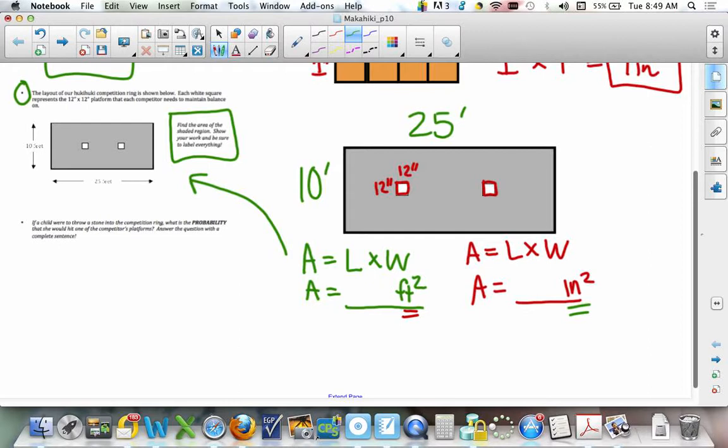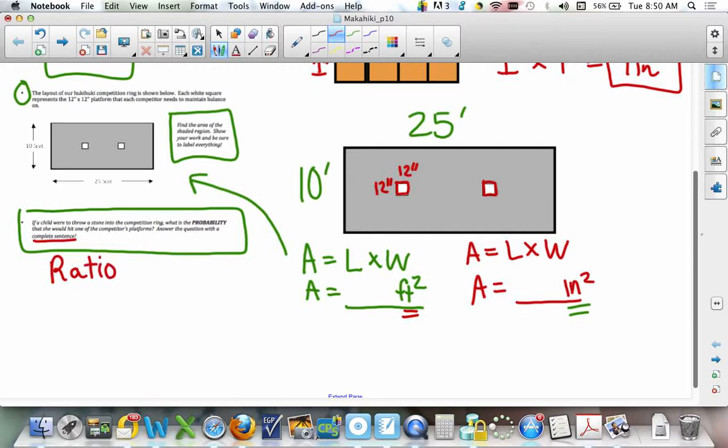Now my last one, it says if a child were to throw a stone into the competition ring, what is the probability that he or she would hit one of the competitor's platforms? Answer the question with a complete sentence. So don't forget this last part, it's a complete sentence. I'm going to give you a hint here. I want you to work on this on your own. Think about the probability. This may be a new word for us, but I want you to think about it as a ratio.